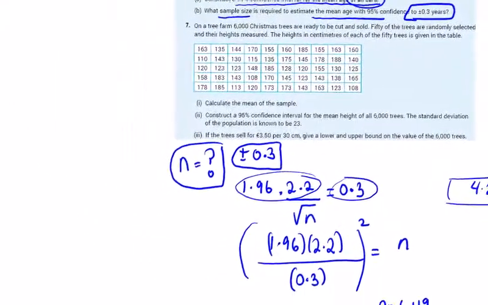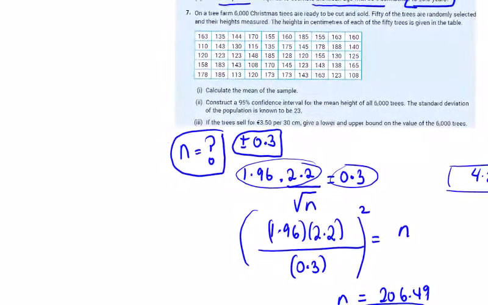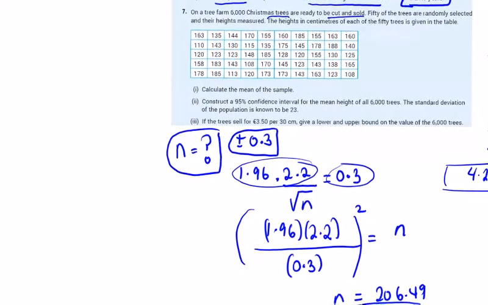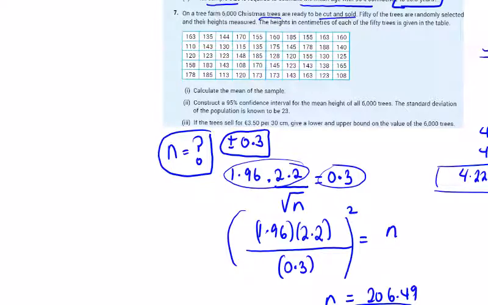Question 7. Christmas trees are ready to be cut and sold. 50 of the trees are selected randomly and the heights are measured in centimeters. And you're thinking, when you see this, please don't ask me to do a stem and leaf. Easy question, but I find it just really annoying.